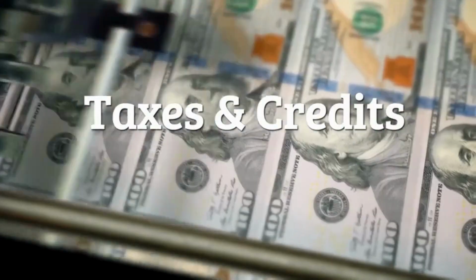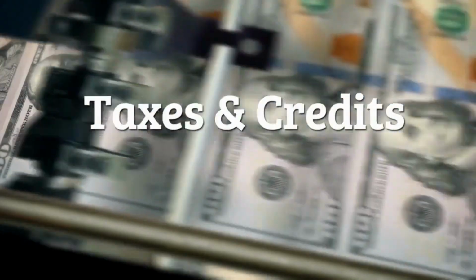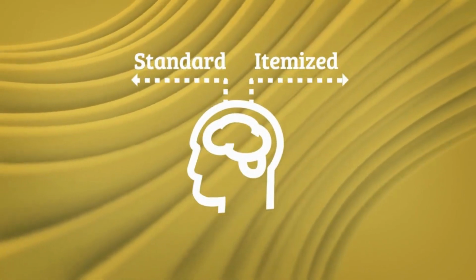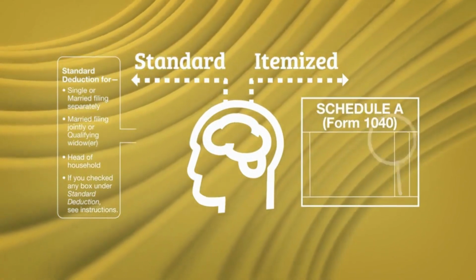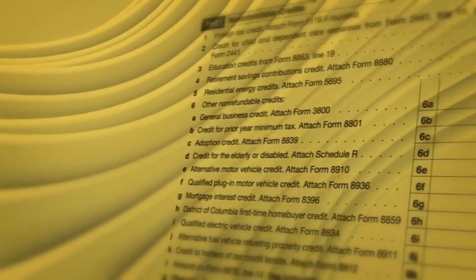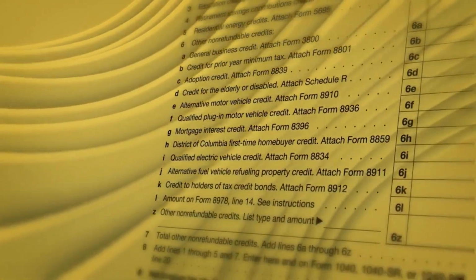The next part of your review is going to focus on other things impacting your tax. This includes mentally noting whether you're taking the standard or itemized deduction approach. If standard, do the math. If itemized, review your Schedule A for accuracy. Then, spend some time reviewing any other activity in this area of the 1040.